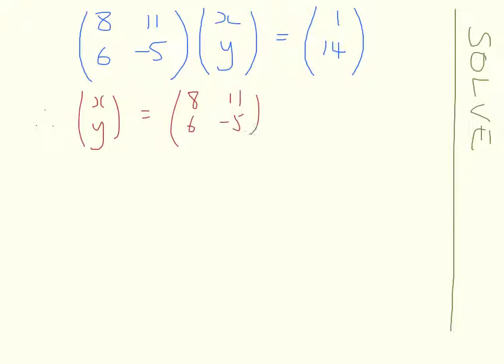Here we're pre-multiplying both sides by the inverse of the 2 by 2 matrix. Work out what that inverse is. 1 over the determinant times this matrix.